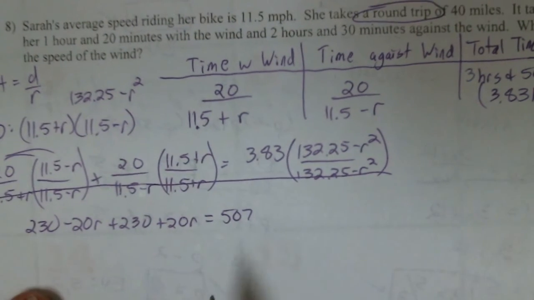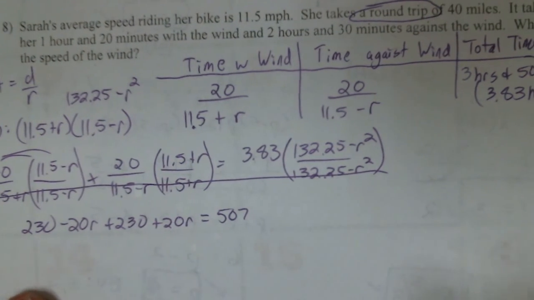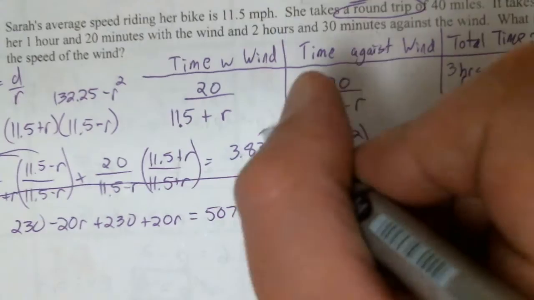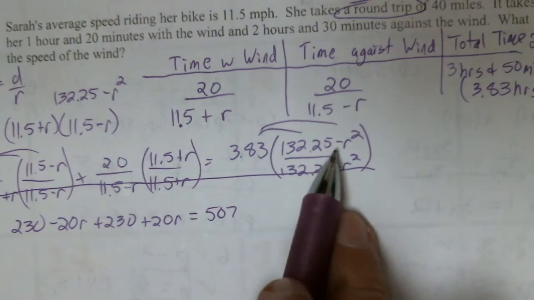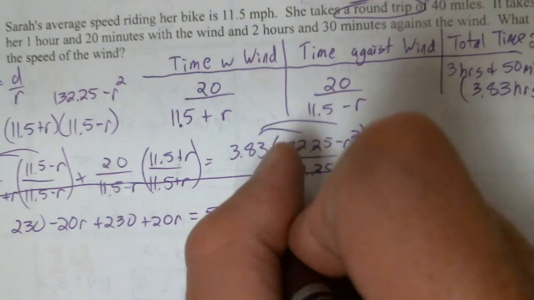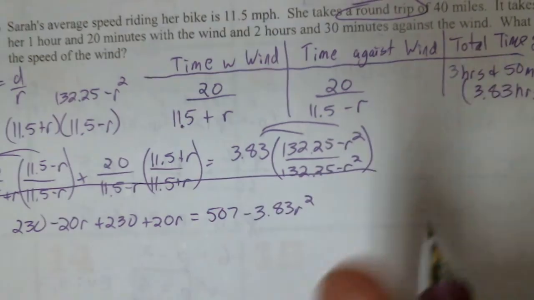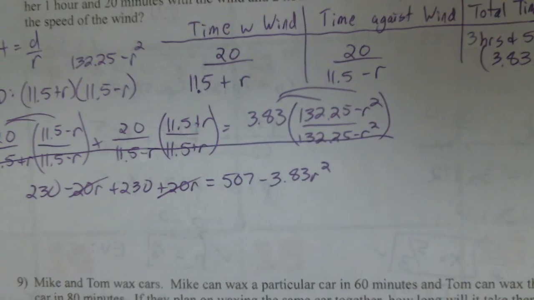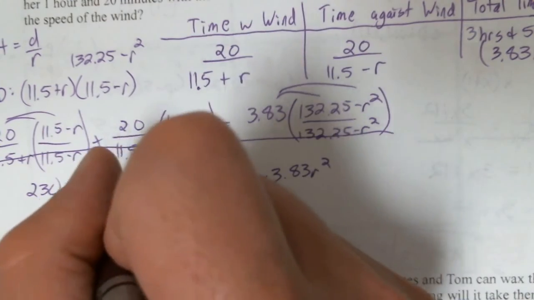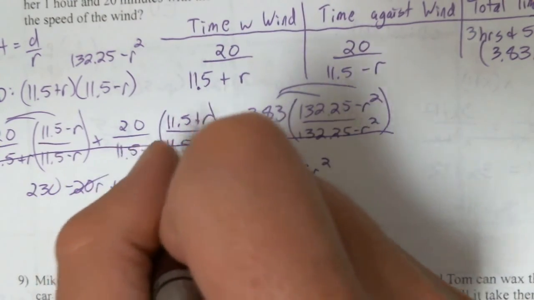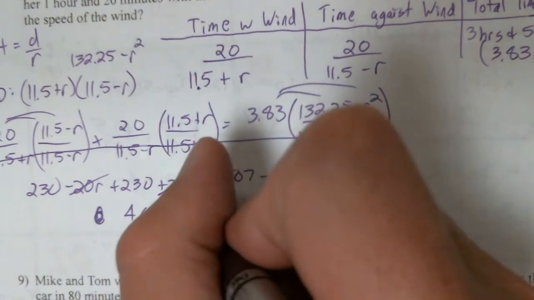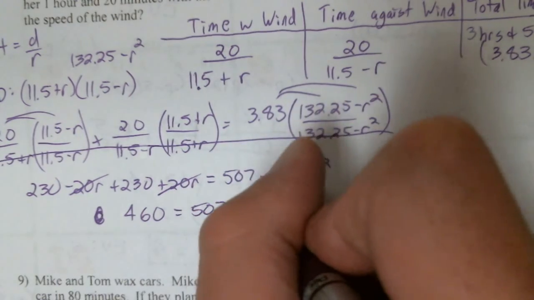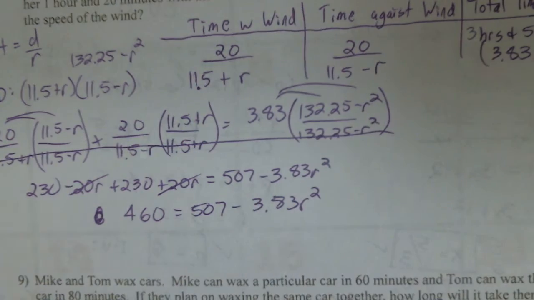Is the wind 24 miles an hour? Is it 5 miles an hour? That's what we're trying to find. Okay, distribute here, that's 507, and then 3.83 times negative r squared is minus 3.83r squared. Okay, negative 20r, they both cancel. So I have 460 is equal to 507 minus 3.83r squared.